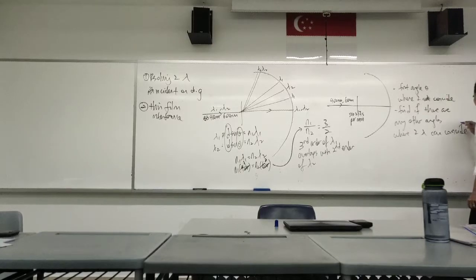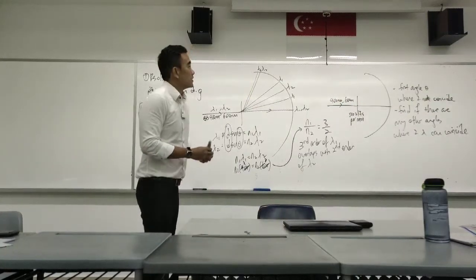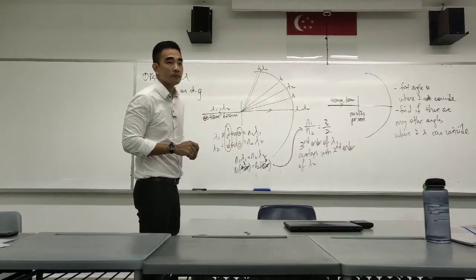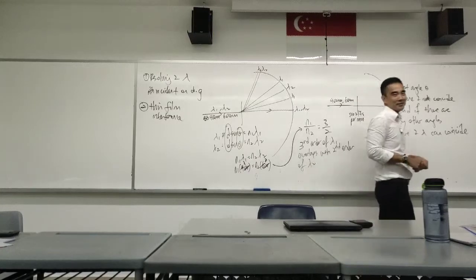Isn't the first angle zero? Shouldn't it be zero because it coincides? Okay, first zero, non-zero. So the first is non-zero.